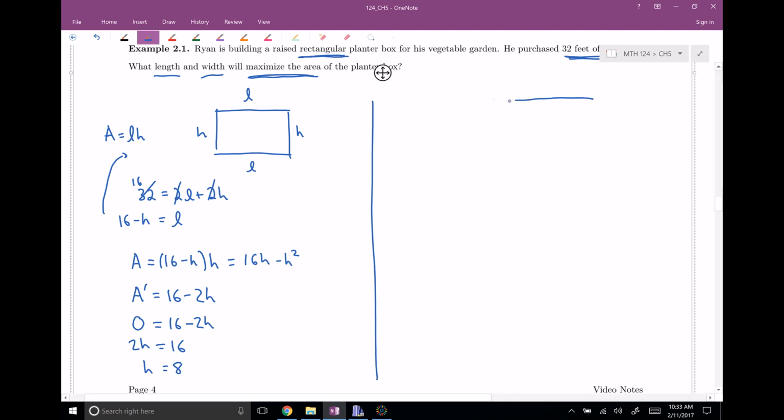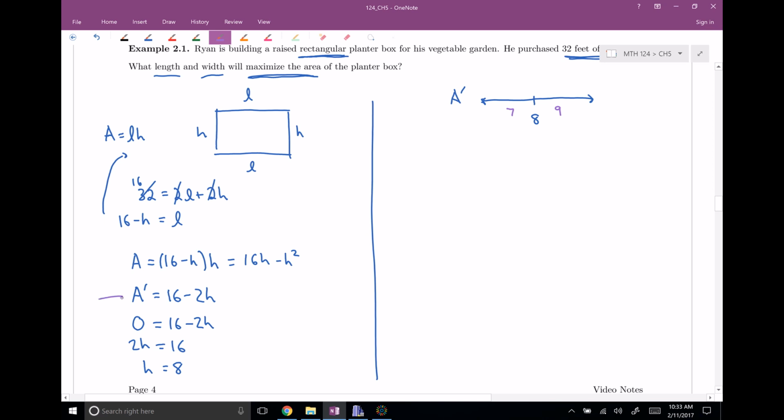I'm going to draw a number line here, and I'm going to plot information about the derivative of area around 8. So I'm going to go a little bit less than 8, to 7. And I'm going to go a little bit bigger than 8, to 9. I'm going to choose these test points and plug them in. And I'm going to hopefully see that this is a maximum.